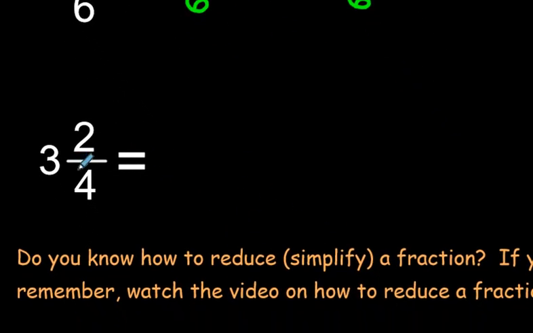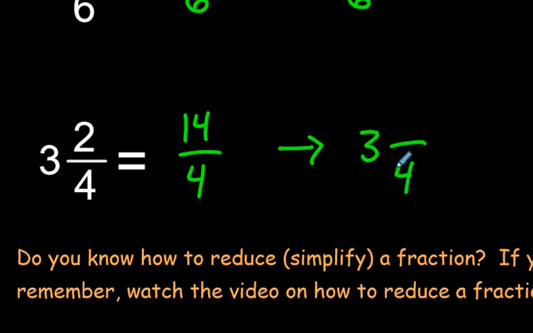Let's go down to this one. See if you can do it before me. 3 times 4 is 12. What's 12 plus 2? 14. And if you had to work backwards, you could say 4 times 4 is 16. So 4 times 3 is 12. And 12 plus 2 would give us 3 2/4.